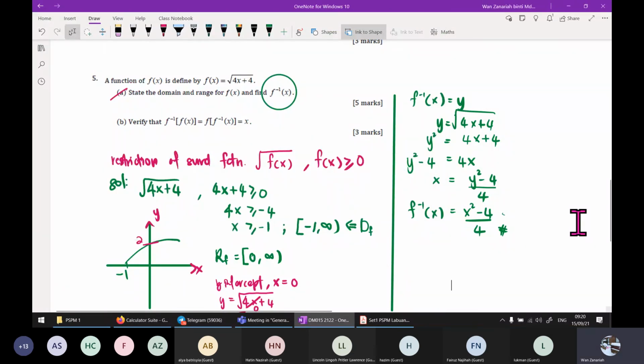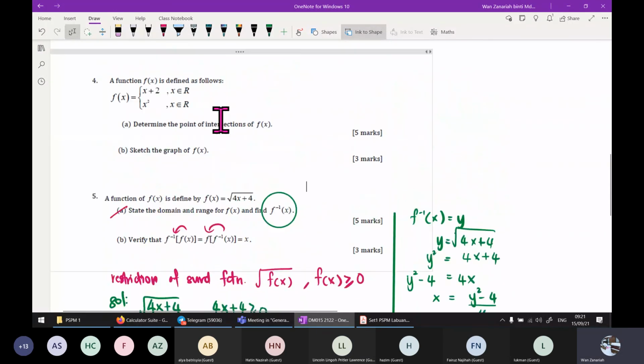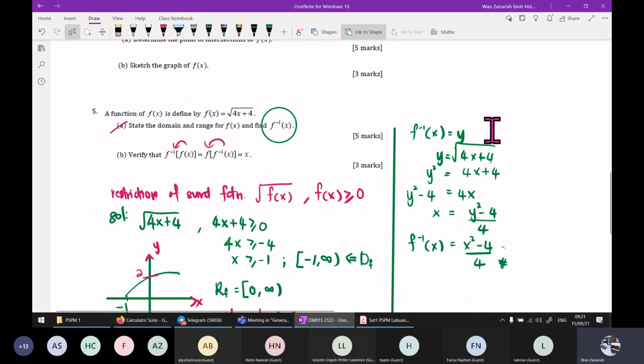Okay, verify F inverse Fx adalah equals to F F inverse adalah equals to X. Ini you masukkan je lah composite function. Okay, ini ke dalam ini, you prove dia dapat equals to X. Cuba buat sendiri. Tahu kan composite function kan? Mesti dapat X. Masuk ini dalam ini pun dapat X. Okay. Alright, lagi. So, cikgu dah menyelesaikan soalan nombor 4 dan 5.